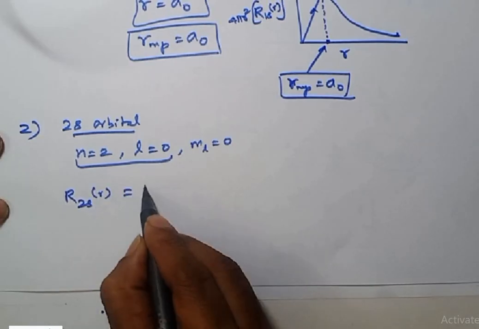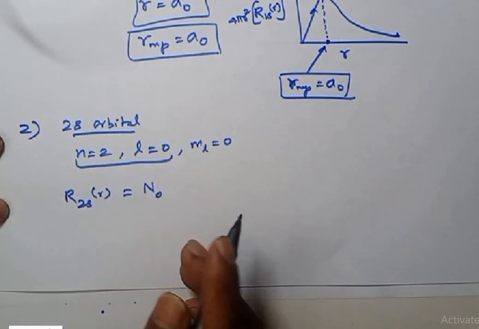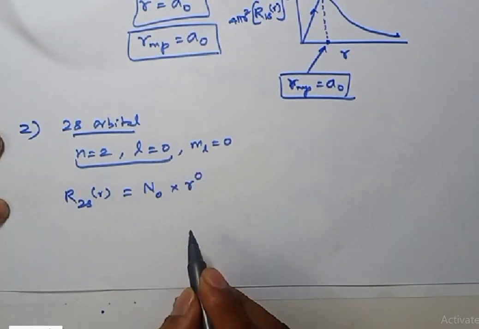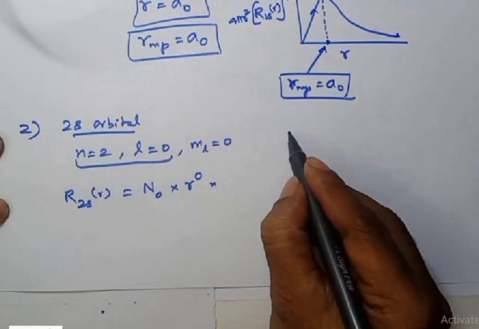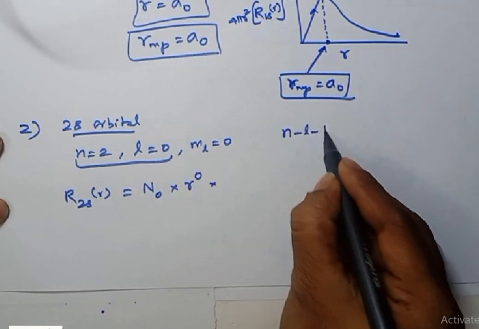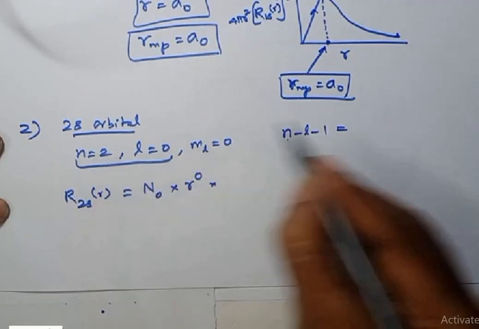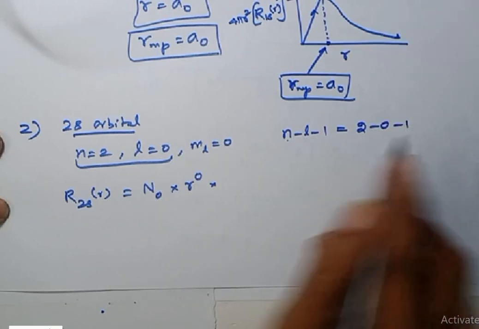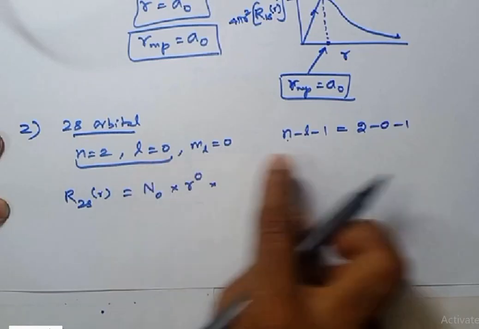It consists of a normalization constant. Let me write initially L0. Then R power L0. Then we will get a polynomial. What is the polynomial? See, n minus L minus 1 you should find out. What is n? N is 2 now. Minus L value is 0. Minus 1 because for s orbital L value is 0.